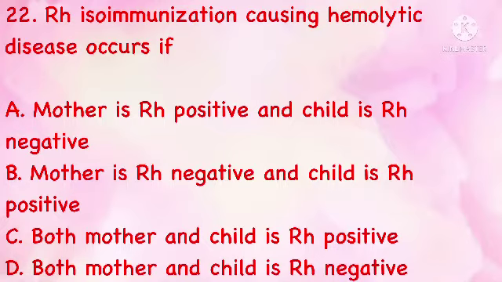Rh isoimmunization causing hemolytic disease occurs if mother is Rh positive and child is Rh negative, mother is Rh negative and child is Rh positive, both mother and child is Rh positive, both mother and child is Rh negative. And the correct answer is B. Mother is Rh negative and child is Rh positive.